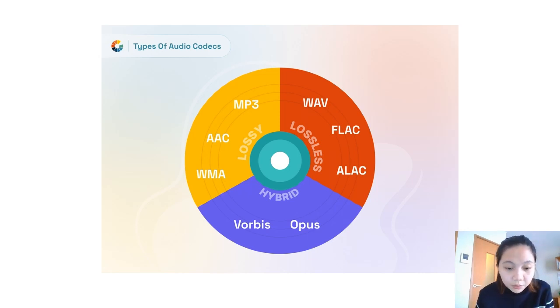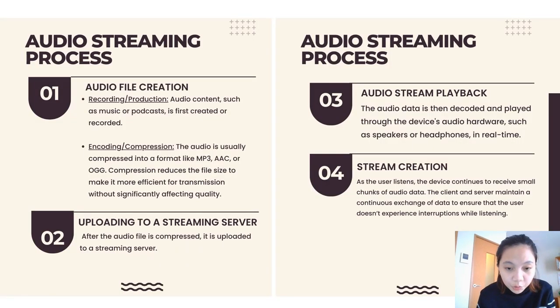Now let's move on to the process of audio streaming. It involves several key steps that enable the seamless delivery of audio content to users over the internet. Here's an overview of the typical process. The first step is audio file creation. So that's the recording and then encoding.